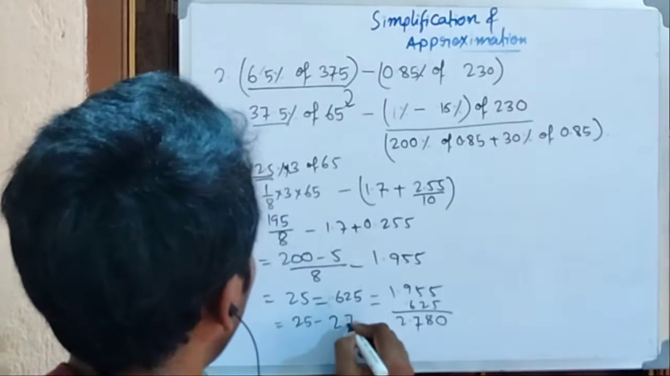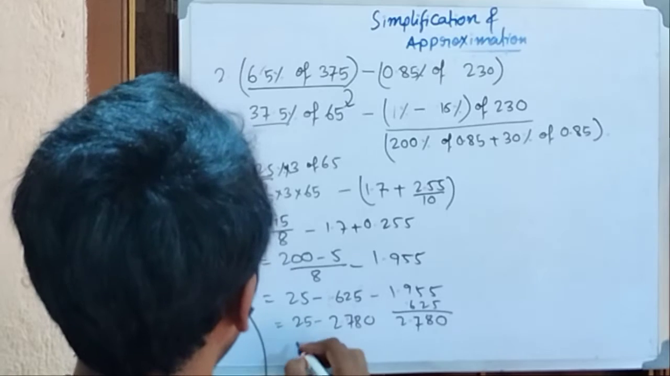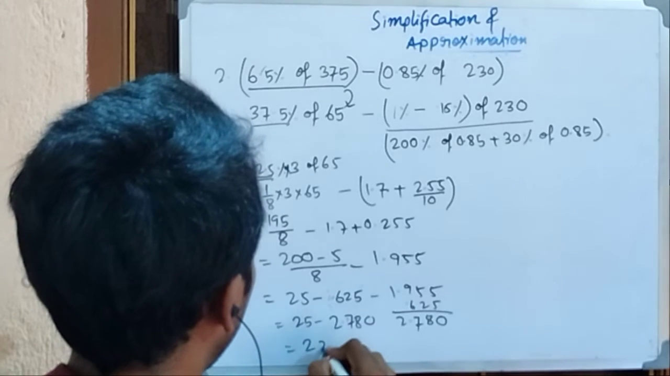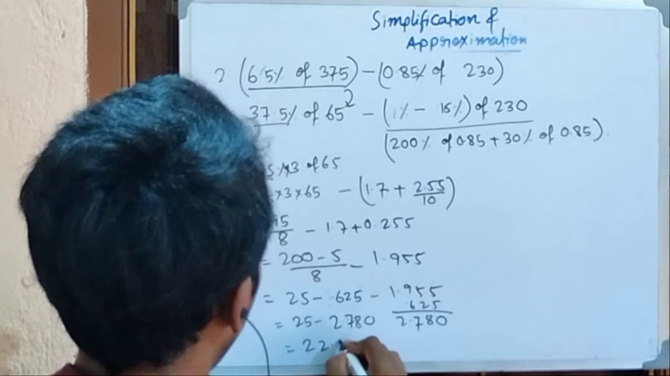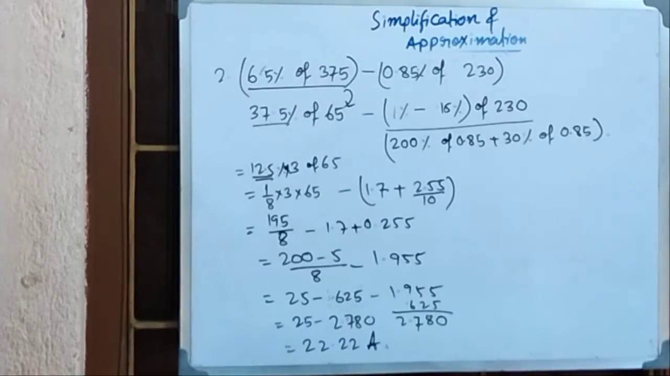2.780, right? So the answer is 22.22. This is it, okay? I hope you understood the process here.